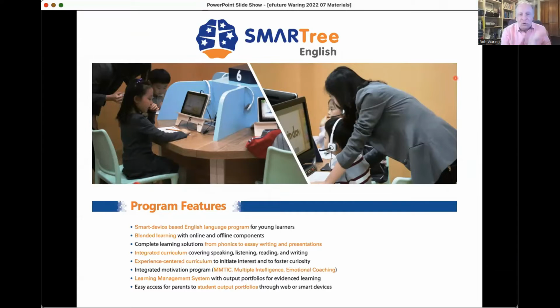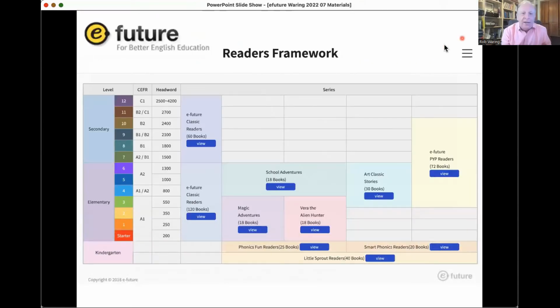So they're going to tell you more about that later. So there's more reading materials on the way. This is very typical of many publishers, the type of reading materials that they introduce. And you can see here, as I said, they have levels.